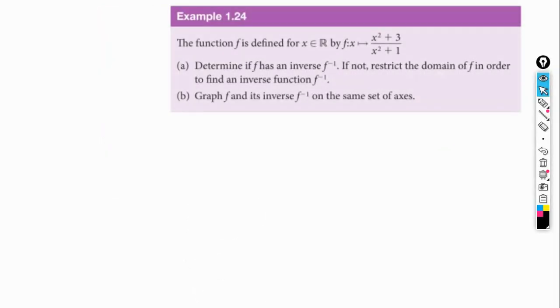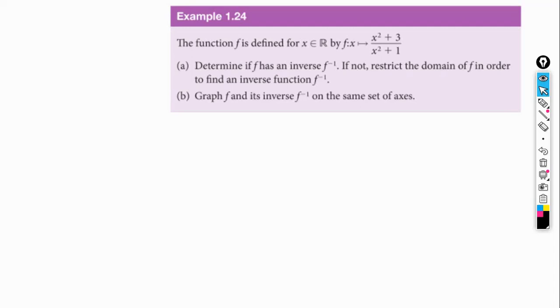Okay, so now we are in example 1.24, and it says the function f is defined for x belonging to R by f such that x maps into x squared plus 3 over x squared plus 1. Okay, so how do we proceed here? First, they say for letter A, determine if f has an inverse. If not, restrict the domain of f in order to find an inverse function. And then they ask us to graph f and its inverse on the same set of axes.